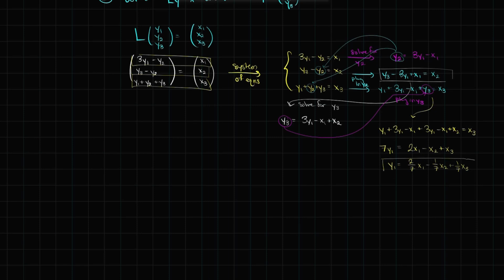Having found y1, I can plug it in to the equation for y3 and recover that y3 is equal to 3 copies of y1, so I'll just distribute a 3 across and get 6/7 x1 minus 3/7 x2 plus 3/7 x3, and finish off the equation with a minus x1 plus x2. I can then combine all terms of x1 and x2 and subtract off 7/7 and end up with negative 1/7 x1, add 7/7 worth of x2 to recover 4/7 of x2 and 3/7 of x3. So this is now going to be y3.